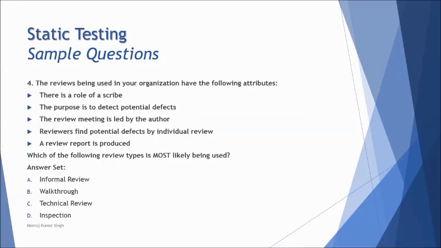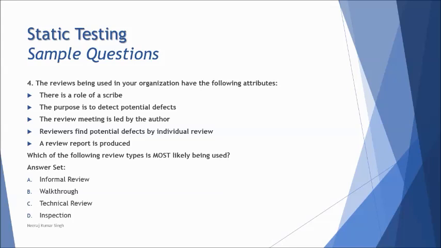Next question is question number 4, where we have a typical scenario given to you, and we would like to identify which type of review this is. The reviews being used in your organization have the following attributes. There is a role of scribe. The purpose is to detect potential defects. The review meeting is led by author. Reviewers find potential defects by individual review, and a review report is produced.